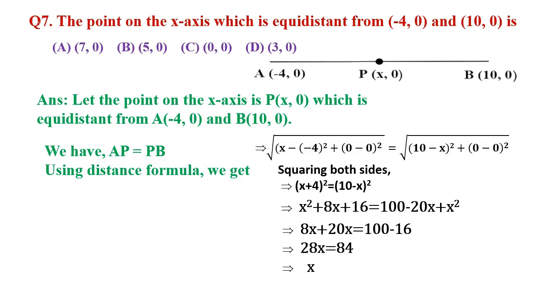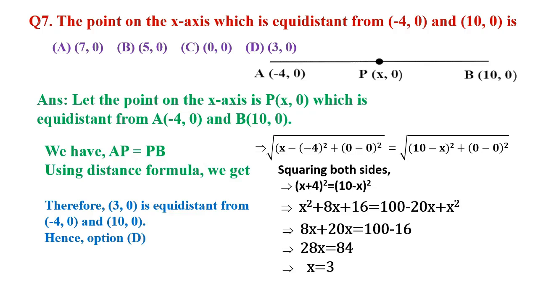That implies 28x is equal to 84. That implies x is equal to 3. Therefore, (3, 0) is equidistant from (minus 4, 0) and (10, 0). Hence, option D is the correct answer.